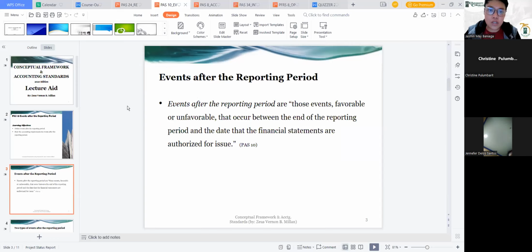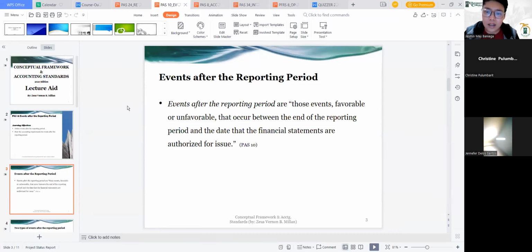As per the definition in PAS 10, events after the reporting period are those events, favorable or unfavorable, that occur between the end of the reporting period and the date that the financial statements are authorized for issue.